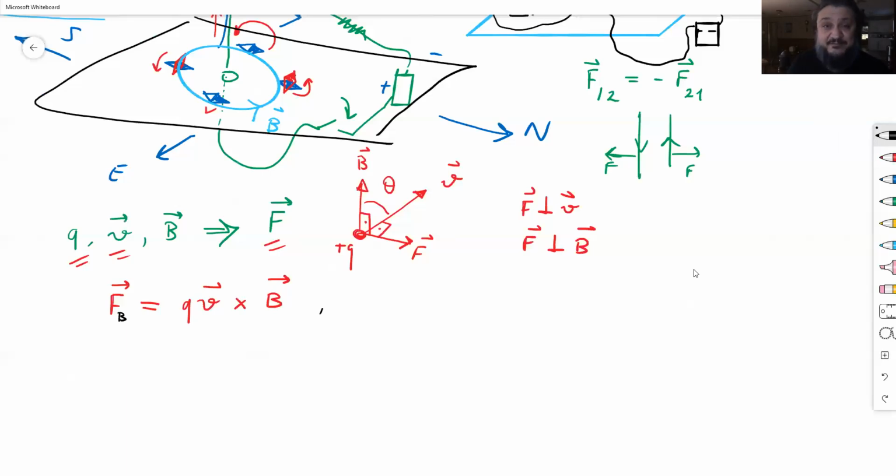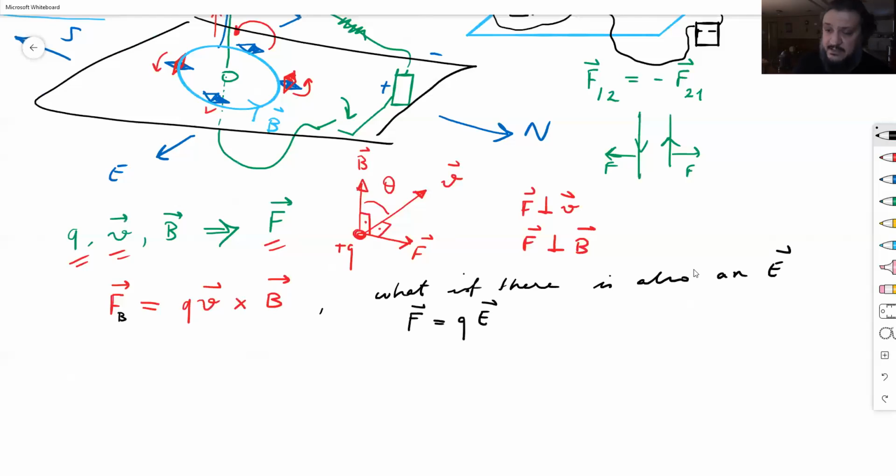What if there is an electric field also present? Yeah, I mean, it can happen, right? What if there is also an electric field in that region? There's a force on it given by this formula, Q times E. So I combine the two, and call this the Lorentz force. It even has a name.